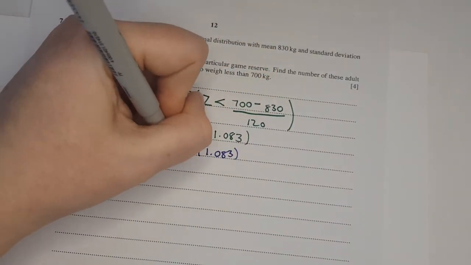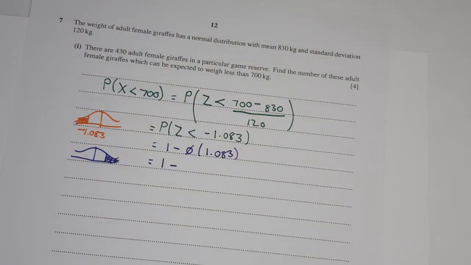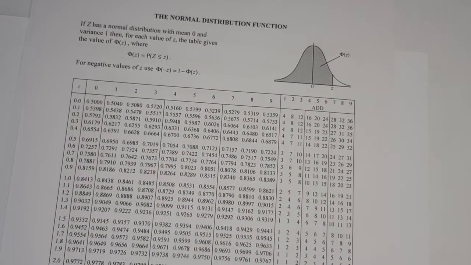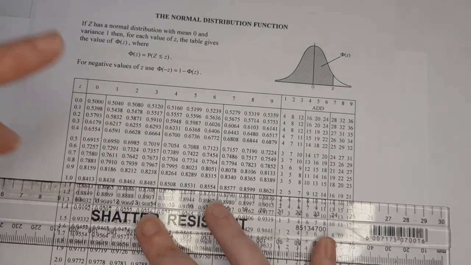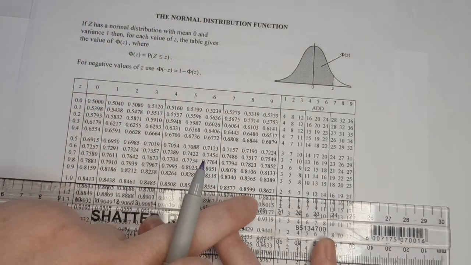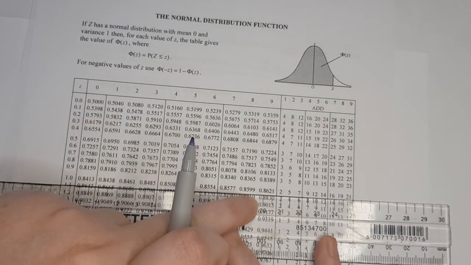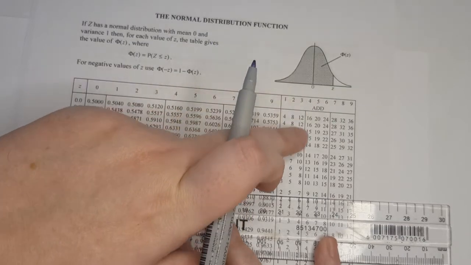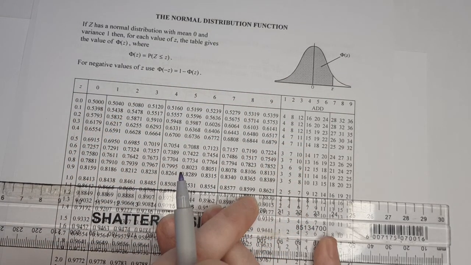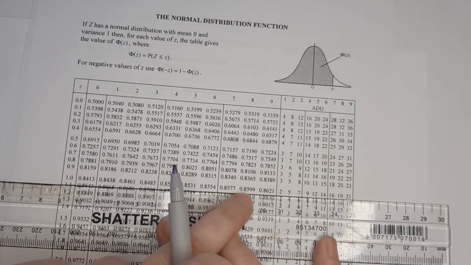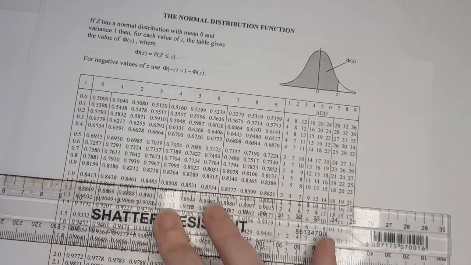So now I know what I'm looking for. So now 1 minus, now I look up 1.083 on the curve. So 1.0, I find my line, 8, I'm looking over there, and 3 from the last column means I'm going to add 7 to my 599. So if I add 7 to that, I end up with 0.8606.